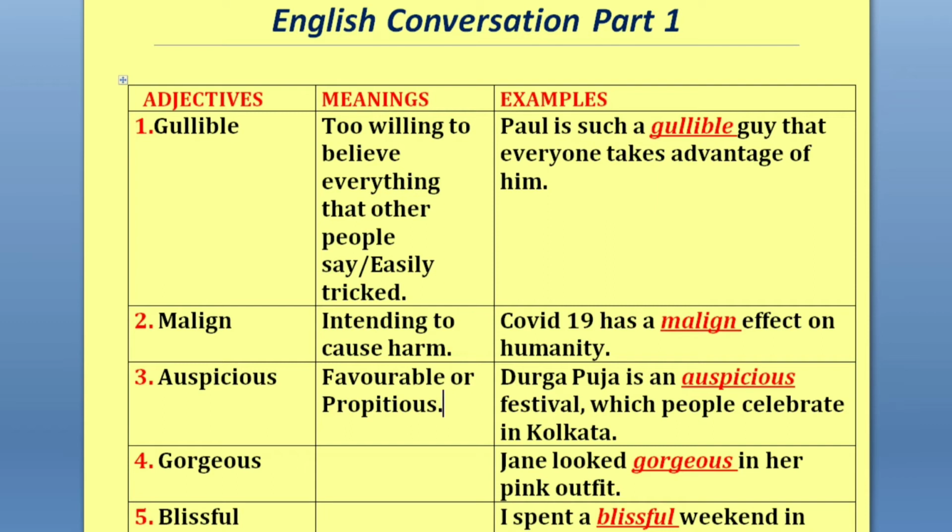It's an auspicious festival, right? That is quite favorable or propitious, right? That's the way. So you can use that before any festival, okay? Something which is favorable or propitious. You can say that yes, Durga Puja is an auspicious festival, or Diwali is an auspicious festival, right? Or you can also say that it is an auspicious day, that means favorable or propitious, right? So that's the way you can use this beautiful adjective, auspicious.